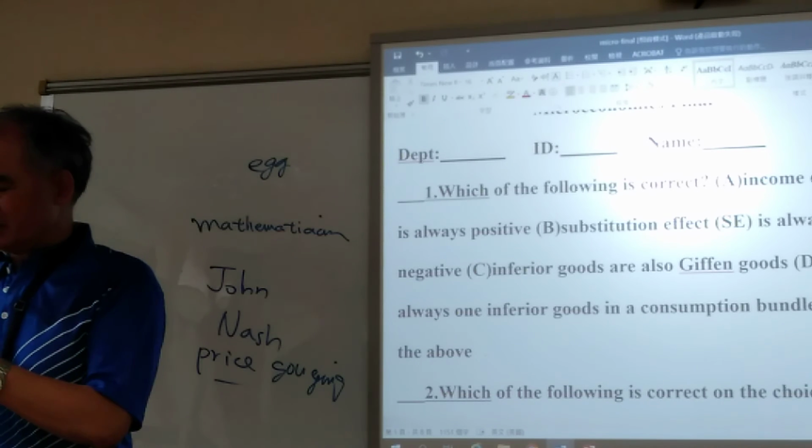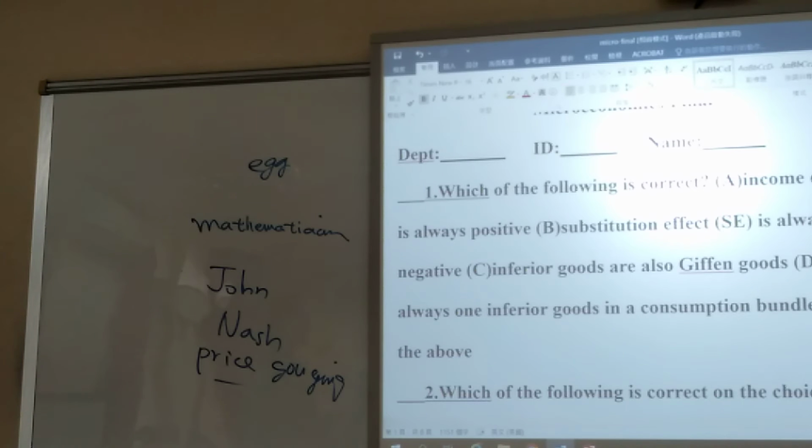What's a barber? 高教练, what's a barber? 理发师. Excuse me? 理发师. Yes.